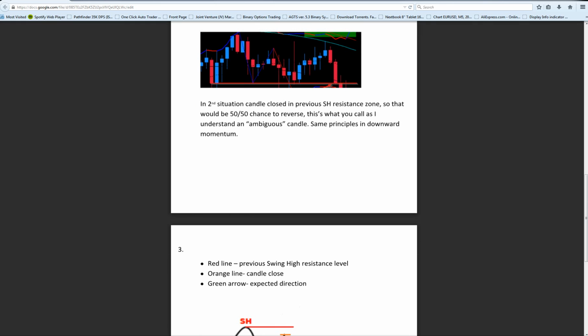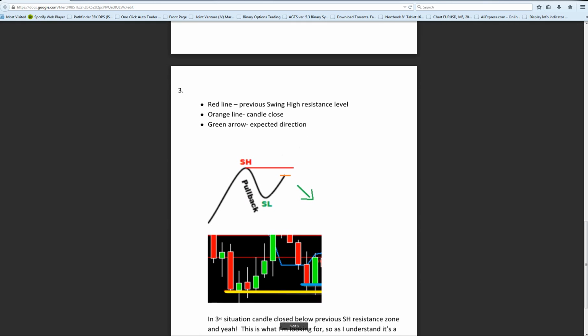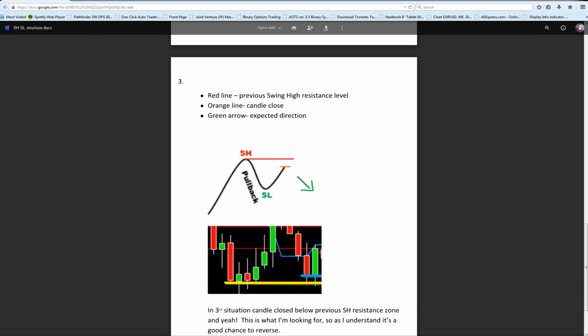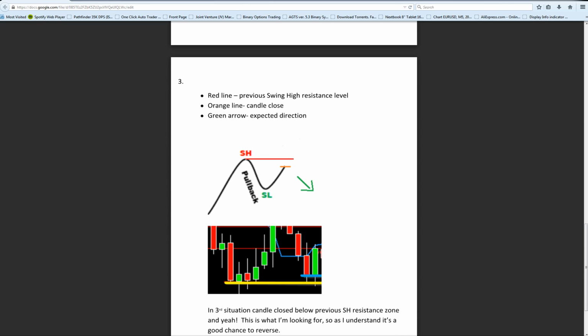The third situation we're going to have is when price moves up, comes down, and then moves up and closes slightly below the previous swing high.